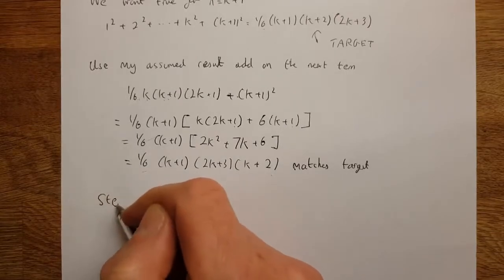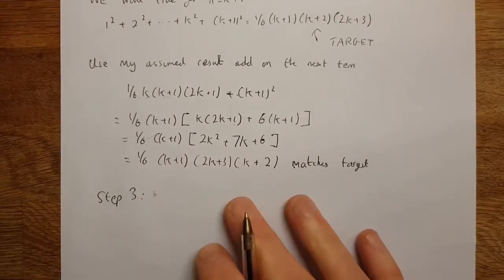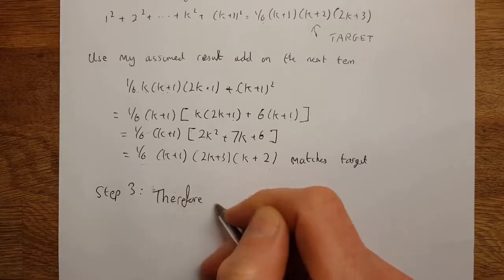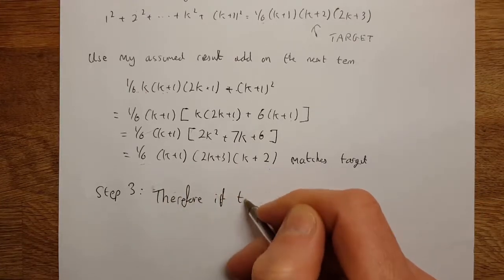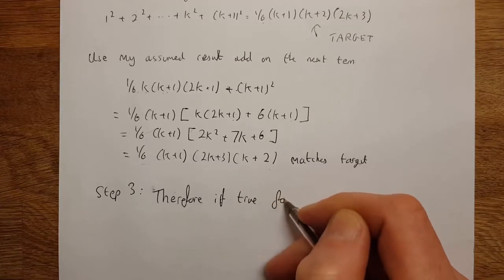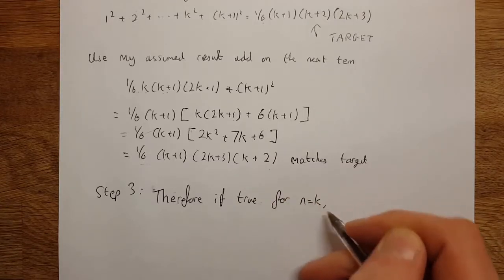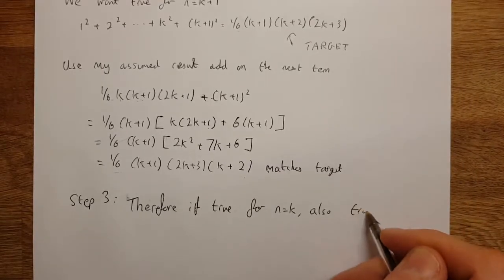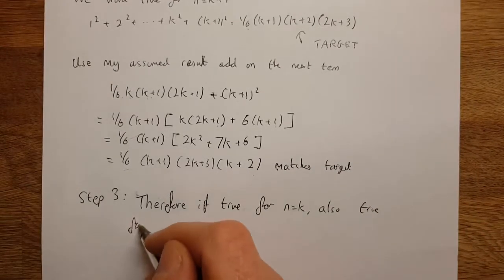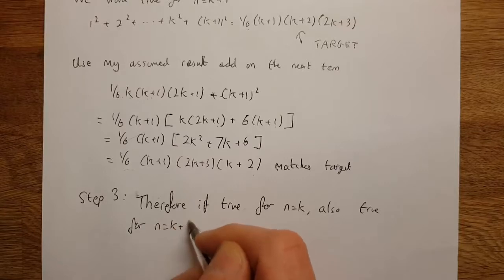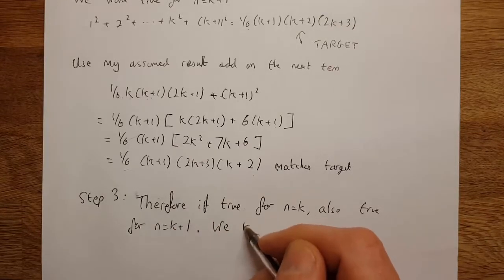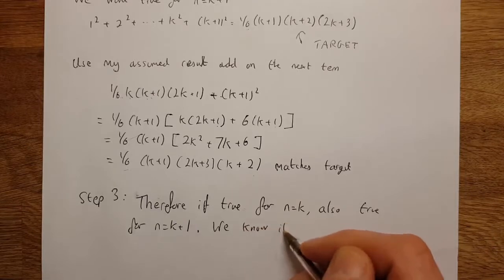Therefore I can conclude with step 3, which says that if it's true for n equals k, it's also true for n equals k plus 1. However, right at the very beginning, we actually proved we know it's true for n equals 1.